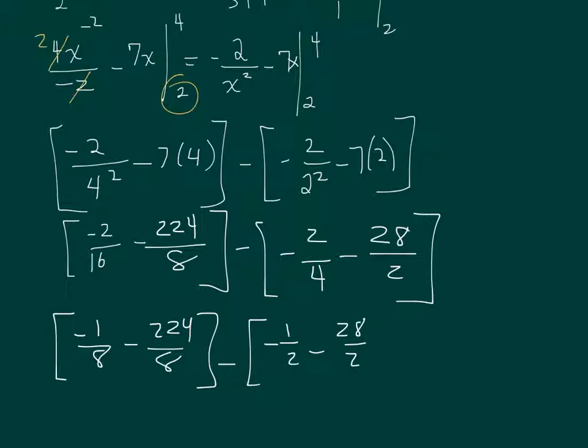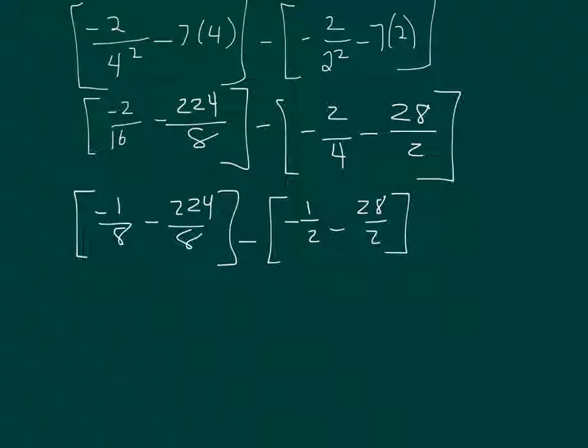And now I can actually do my fractions, which is probably why students struggle with this, because these are fractions. So both of these are negative, meaning I will add. And both of these are negative, meaning I'll add and get a negative, and then a negative and a negative is going to give me a positive. So I'm going to end up with a positive.